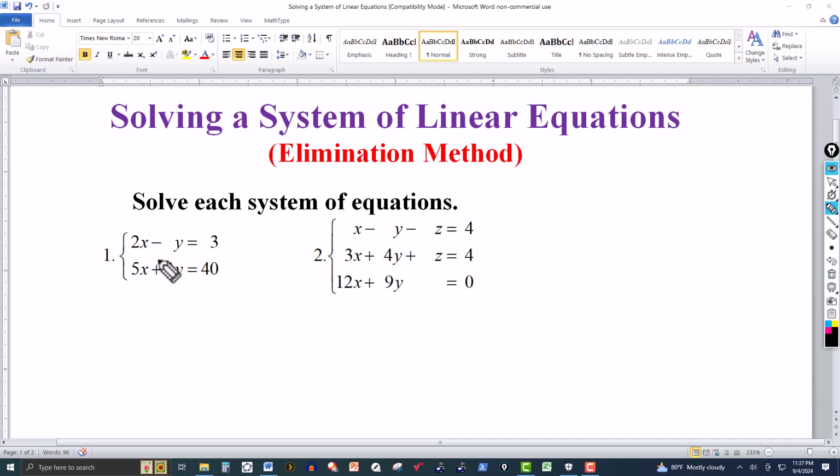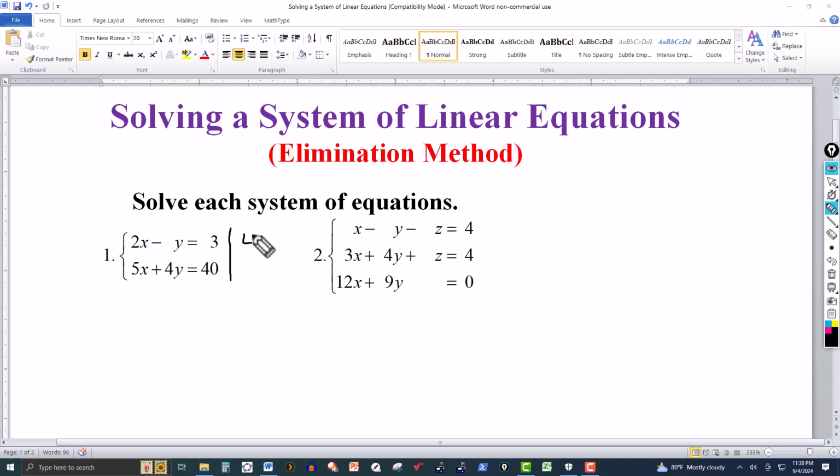So the objective then, we have two variables, x and y. So the objective is to use these properties of equality. We can add the two equations. We can multiply one equation by a number and add. So the objective is to reduce it down to one variable. It's easier to solve if we have one variable. So let's get rid of this y here.